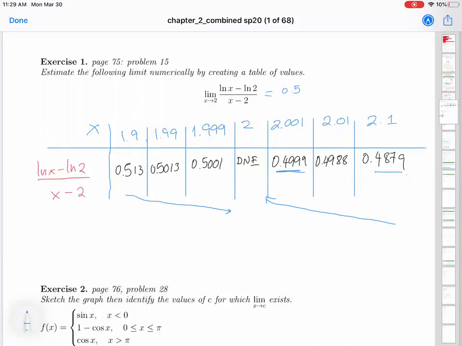And when x equals 2, the function is undefined. So the function value when x equals 2 doesn't exist. And from both sides, left and right, the function approaches 0.5.